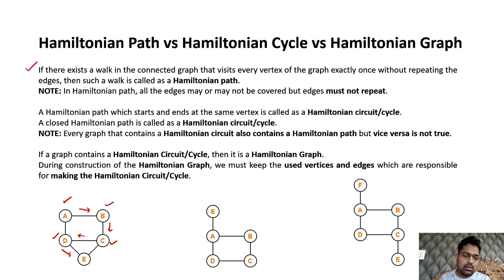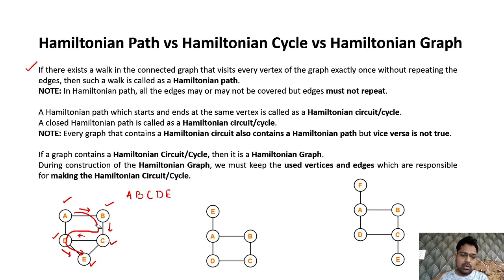Next, I told you we will not repeat. If we repeat, this is not a Hamiltonian path for us. Clear? So we are not repeating the edges, as well as not repeating the vertices. So the Hamiltonian path could be written as A, B, C, D, E, if you are going in this direction.